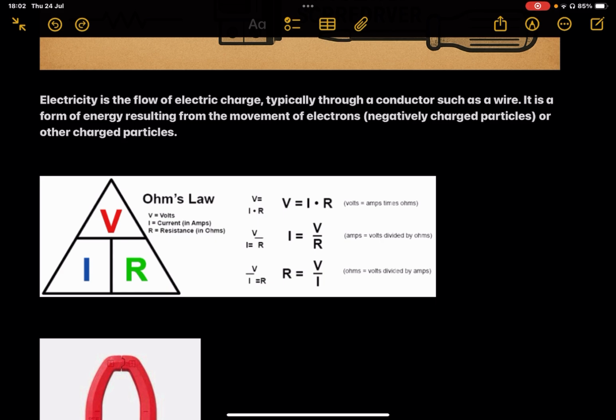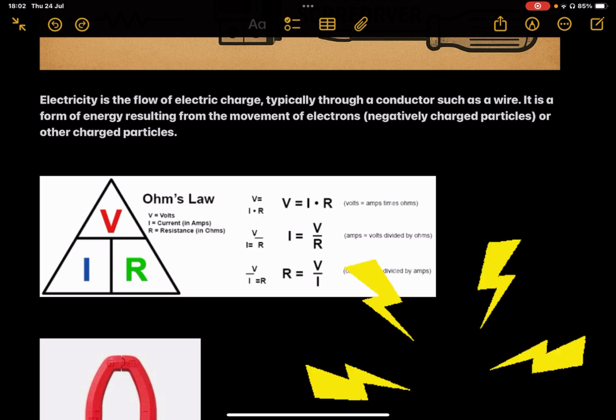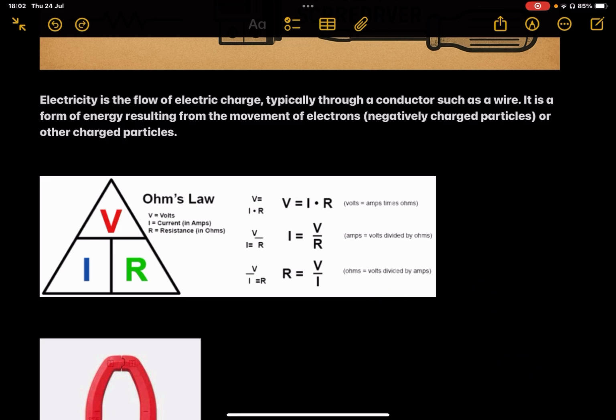Electricity is the flow of electric charge, typically through a conductor, such as a wire. It is a form of energy resulting from the movement of electrons, negatively charged particles, or other charged particles. Now, in this part of electrical engineering, we are going to be looking at electron flow through what they call the ocean of electrons, which is the conduction band of most metals.